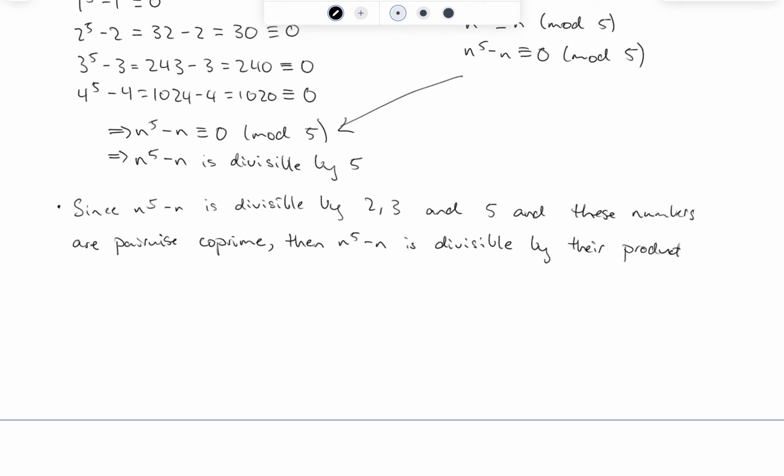And if you take the product of 2, 3, and 5, you get 30. And this is why we've split it up in this way. So this implies that n to the 5 minus n is divisible by 30. And that's what we want to show. So 30 divides n to the 5 minus n for all n in the integers.